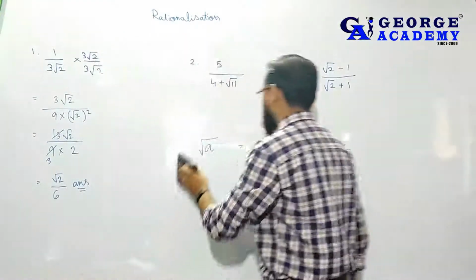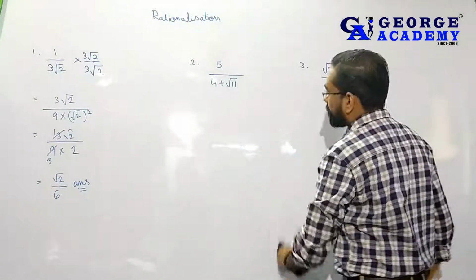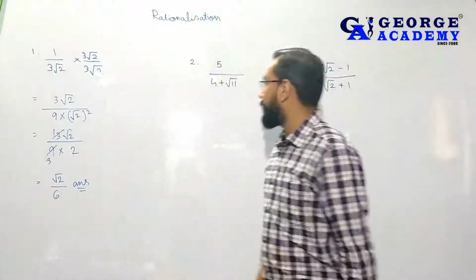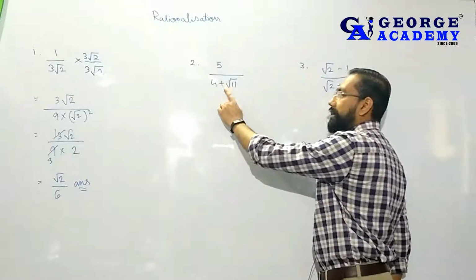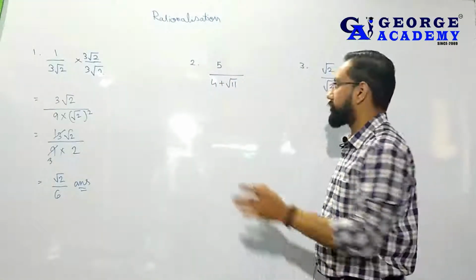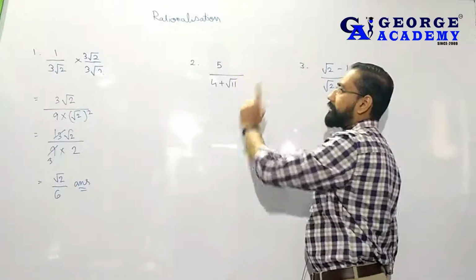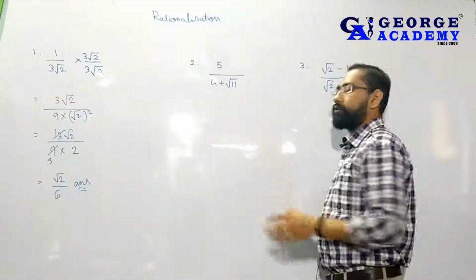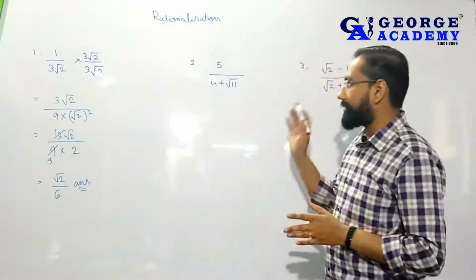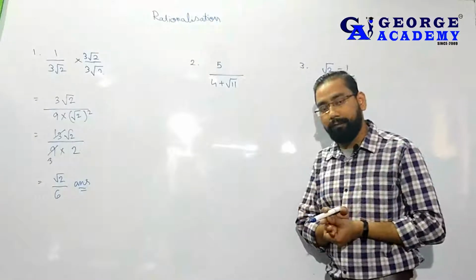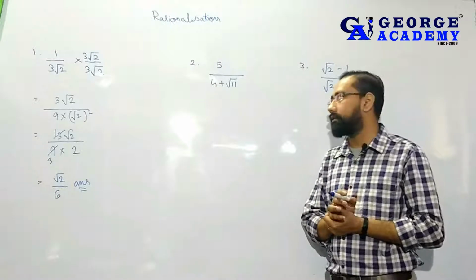In the second sum, we can see there is one term in the numerator, which is 5, and there are two terms in the denominator, because I said plus and minus separate the terms. So two terms are there in the denominator and only one term is there in the numerator. If there are two terms, then how to rationalize the denominator? We multiply the fraction by the denominator, but in this case we change the sign of the second term.